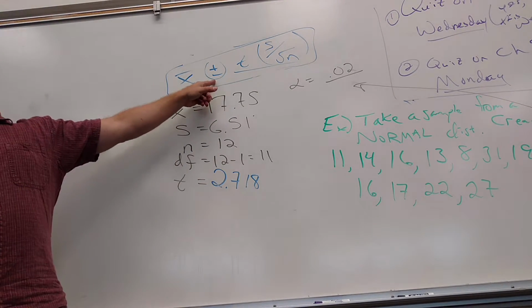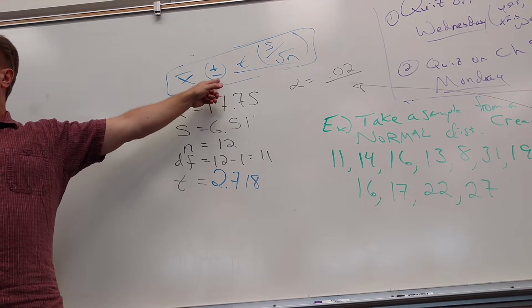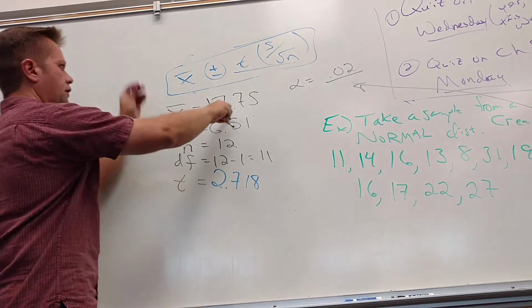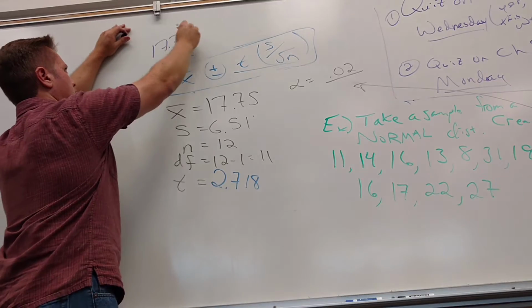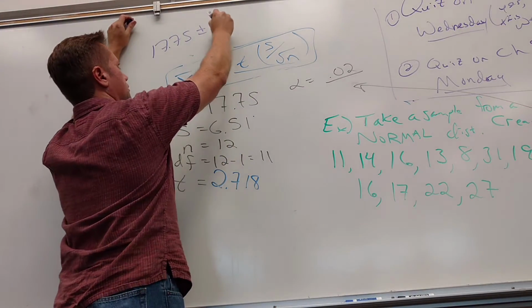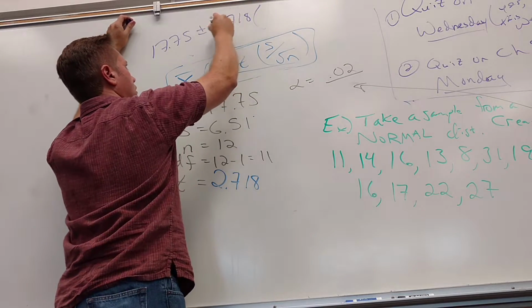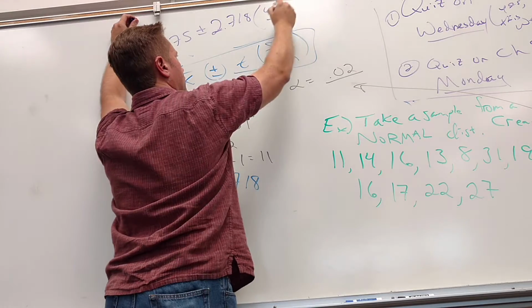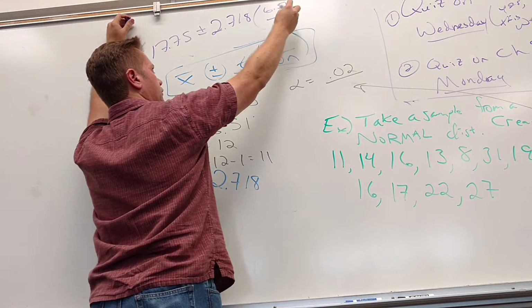So that's the last thing I needed for my formula, right? And I've got 2.718 times 6.51 divided by the square root of 12.